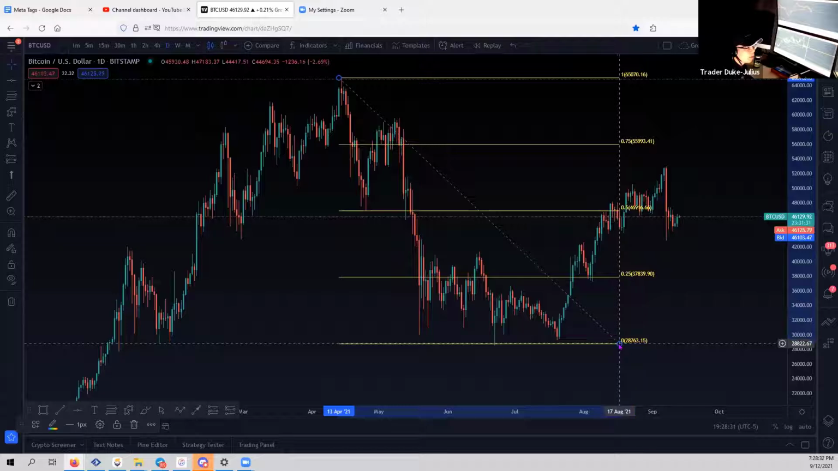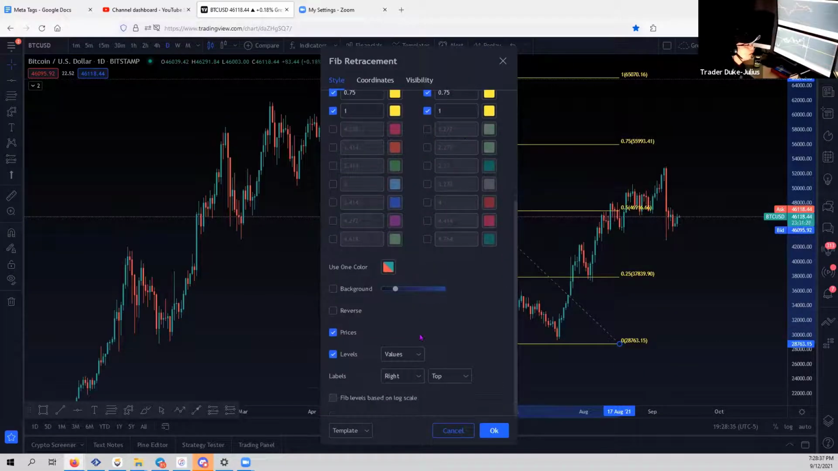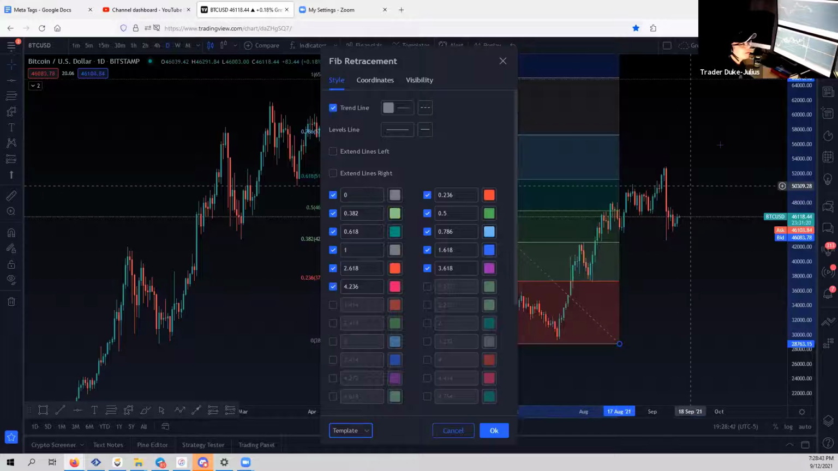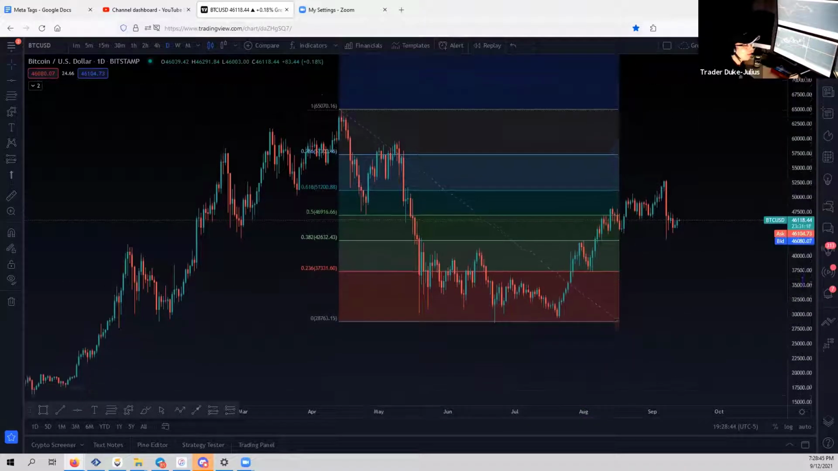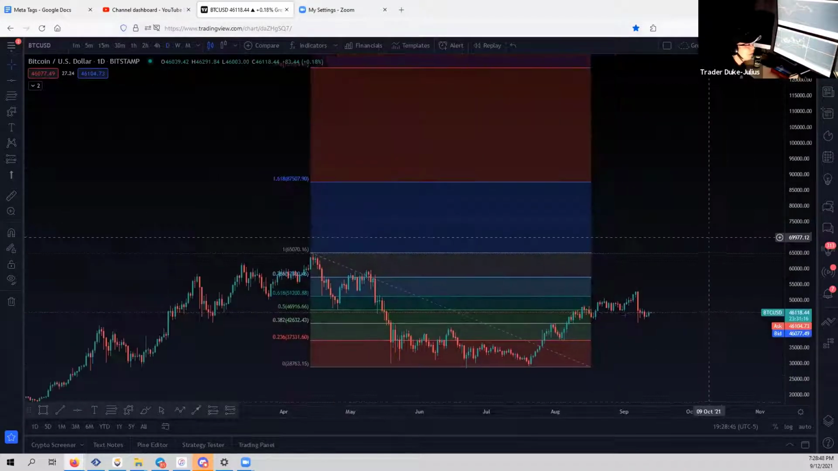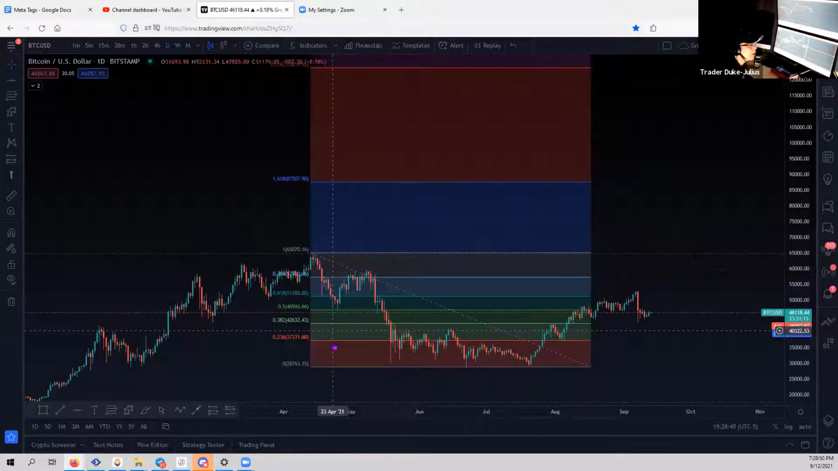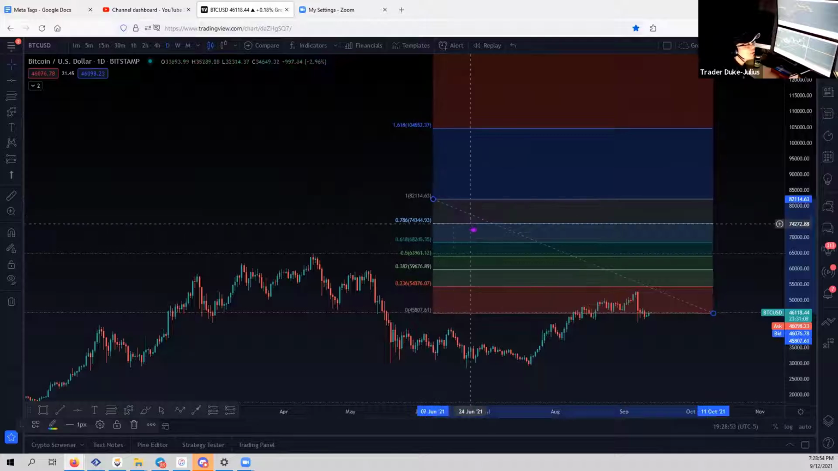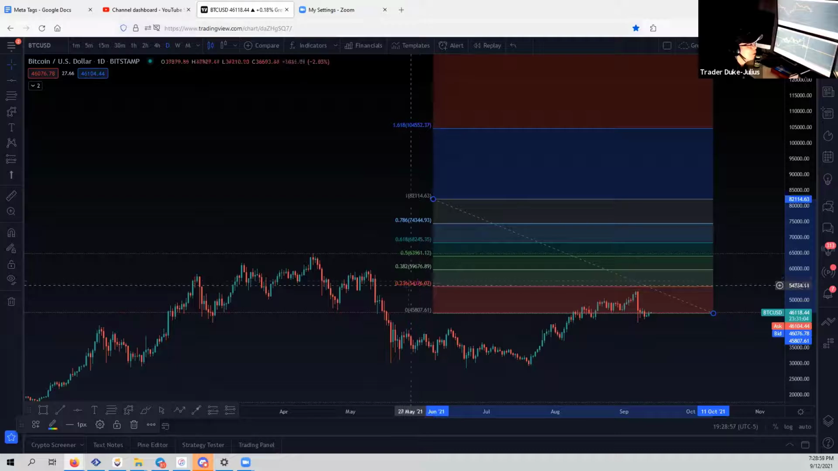Okay, let me see. Oh, here. Apply defaults. Okay, see, that's the default level for fibs right there. See it? So you've got these numbers here, and these numbers are the numbers that we had seen on that Investopedia: 23.6, 38.2, 50, 61.8.